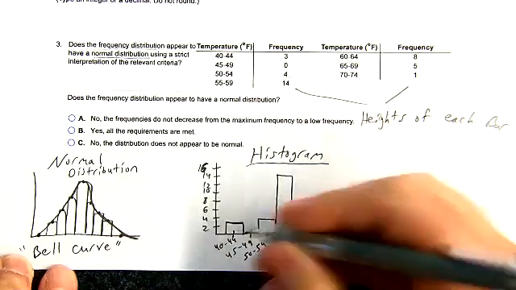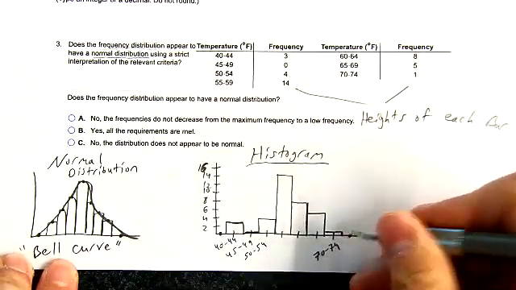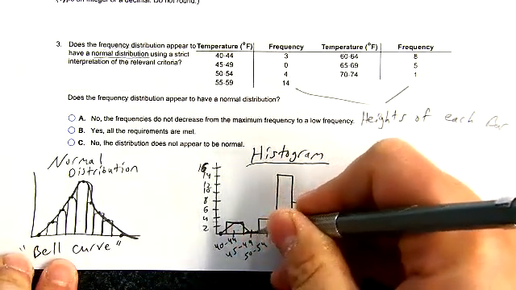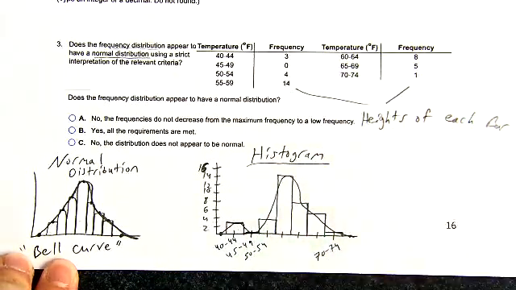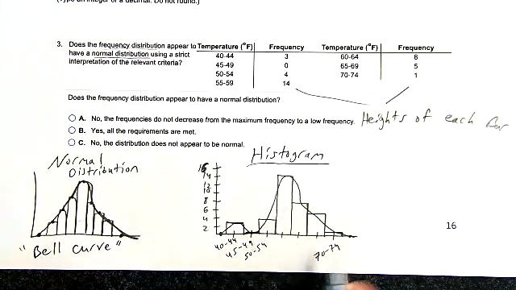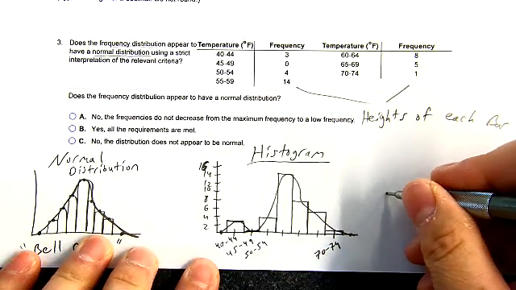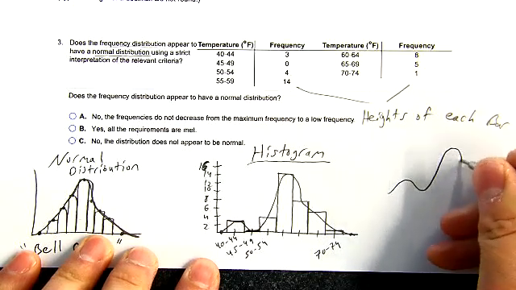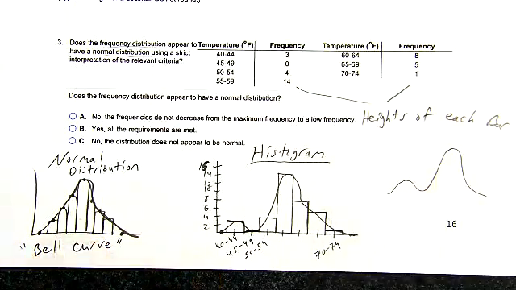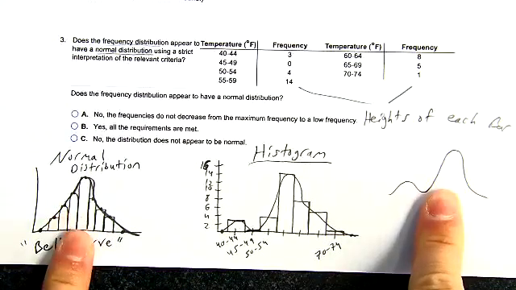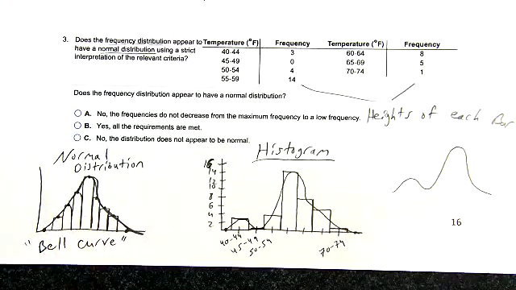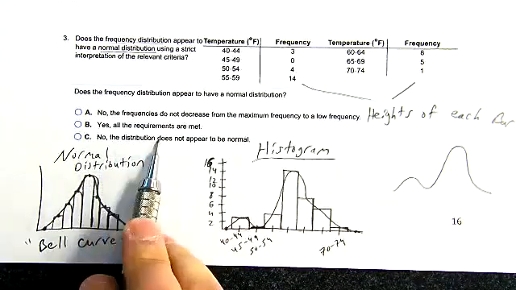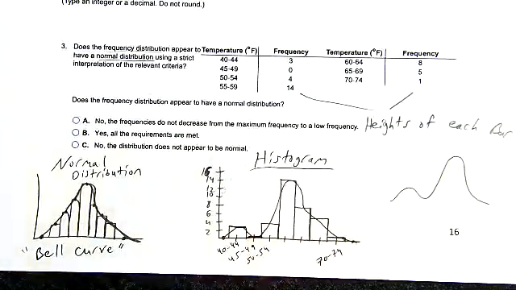Yeah, so if I were to connect the dots on this, I'd put a dot here, and then try to go through each center. So if I remove the bars and just try to recapture that shape, what it looks like is this. And now I can ask, does this look like that? Hopefully everyone in here would say no, right? So this does not look like that, therefore it is not normal. So no, the distribution does not appear to be normal. C.